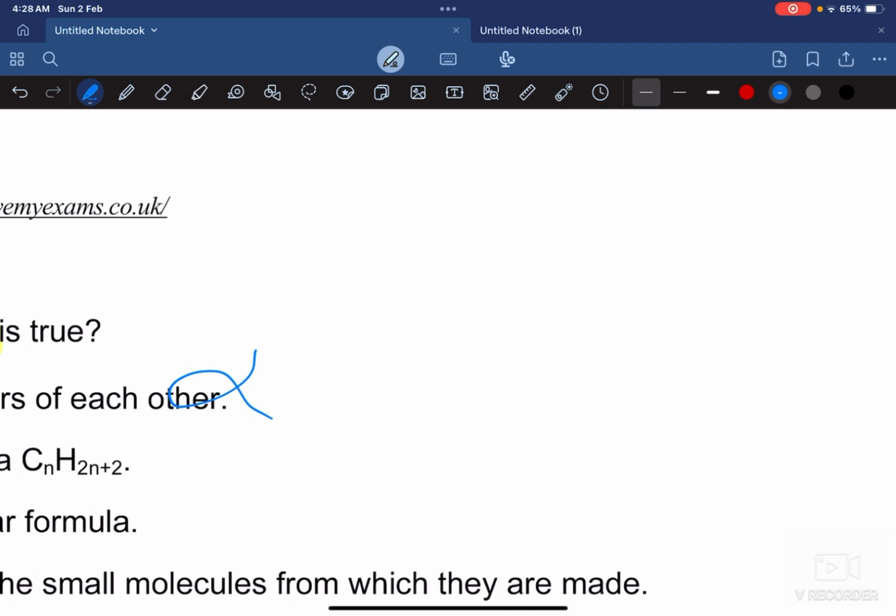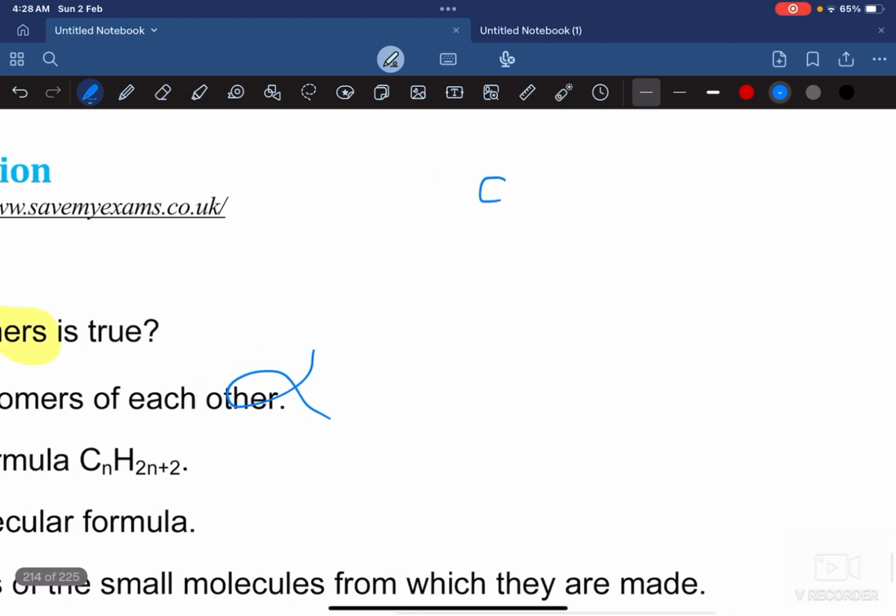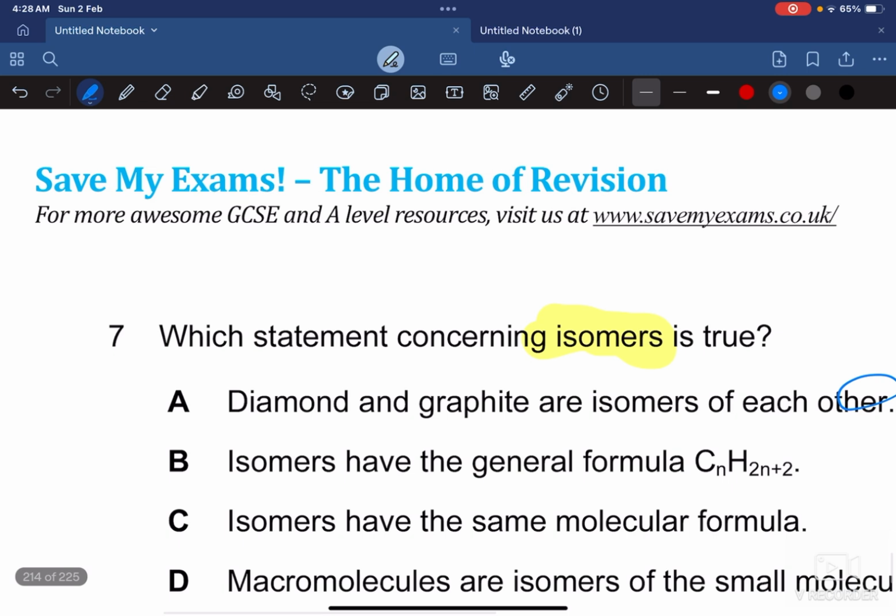See, how can carbon be an isomer? What is diamond made of? Diamond is carbon, right? Does diamond contain any other element apart from carbon? No. Diamond only and only contains carbon. There is nothing in diamond apart from carbon. And graphite, what's graphite? Graphite is also carbon. Okay? Graphite is made up of carbon. Diamond is made up of carbon. There is no other element in both of them apart from carbon. How on earth can they be isomers of each other?